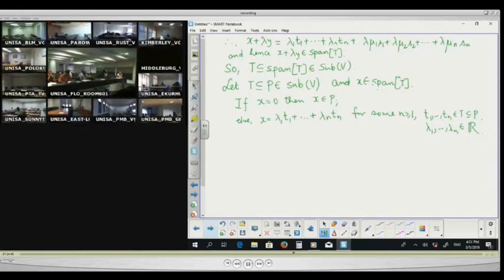So therefore, that proves it. Okay? So you see that span of T is the smallest vector subspace of V which contains T.